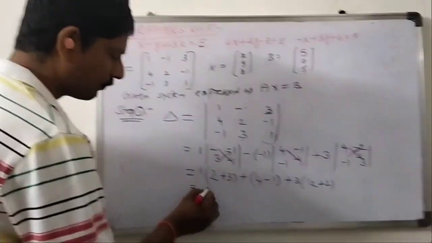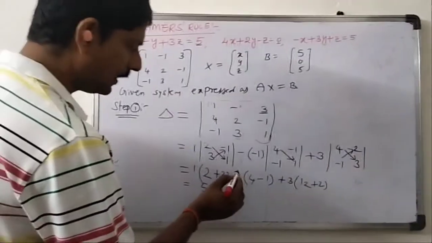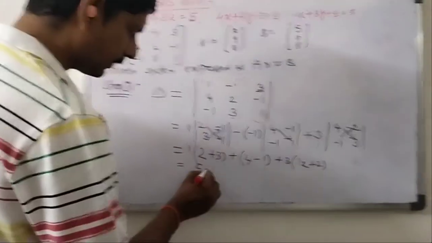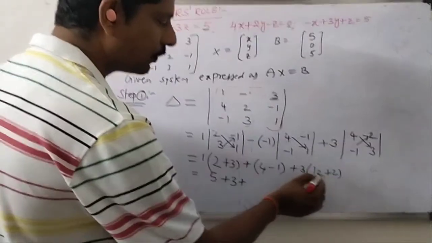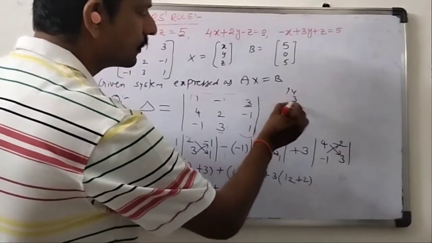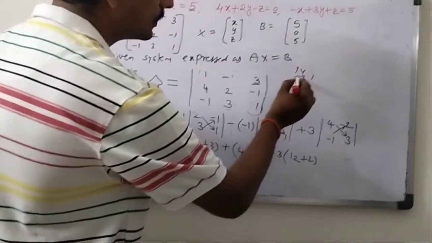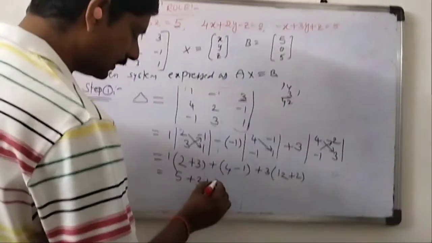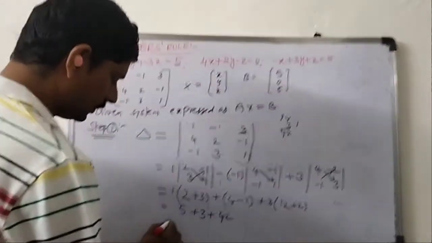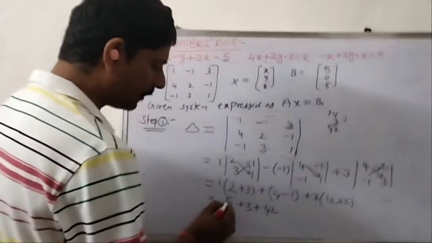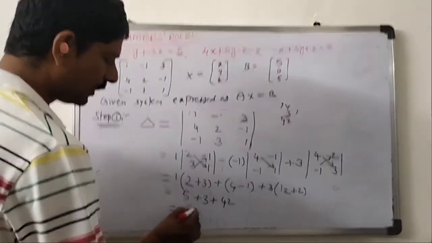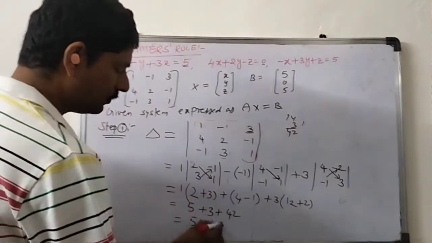Right. 3 plus 2 is 5. Here 4 minus 1 is 3, so plus 3, plus 12, plus 2 is 14. 14 three times, 3 fours are 12, 3 ones are 3, 3 plus 1 is 4, so 42. So adding this 42 plus 3 is 45, 45 plus 5 is 50. Okay, this is not equal to 0.